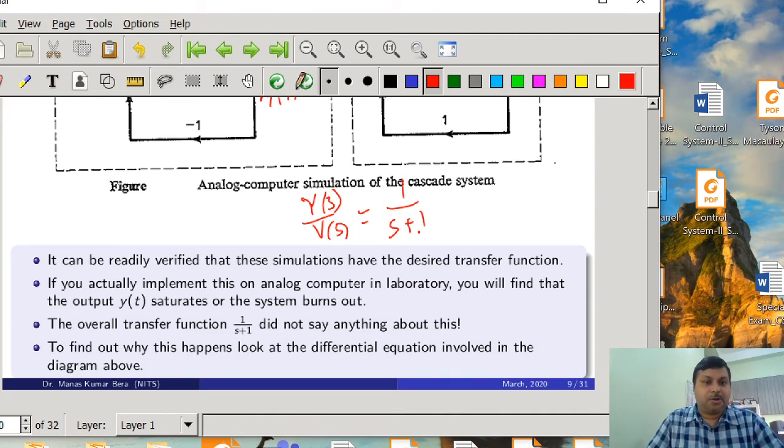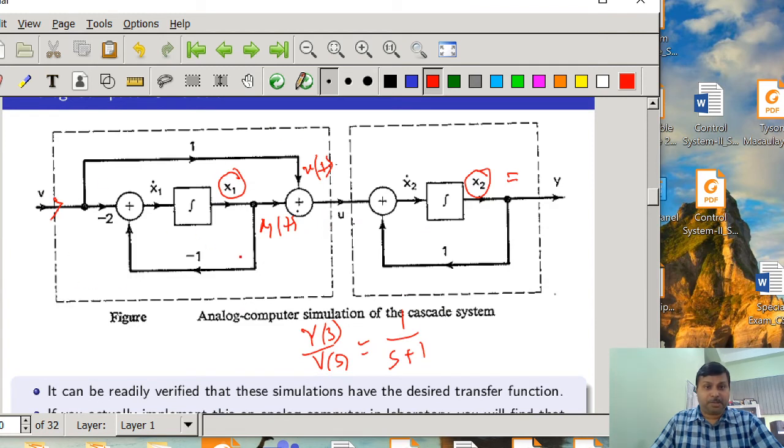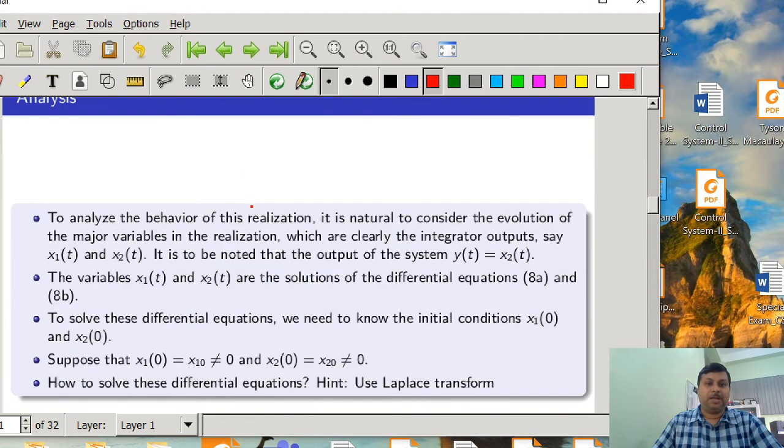To find out why this happens, look at the differential equations involved in the diagram above. If you really want to start the simulation, some additional information is required. What are they? Now I will give the answer to that.